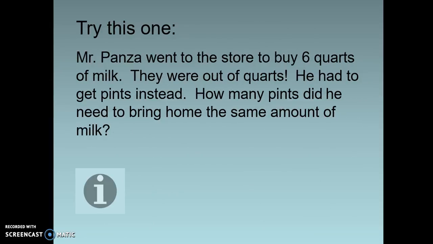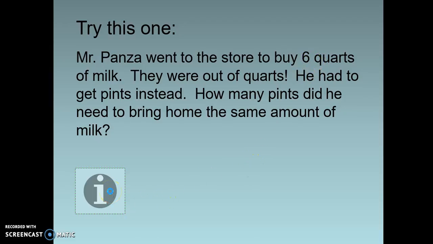Here's a little bit more of a difficult question, and I'm going to show you how you can use the big G to answer it. Mr. Panza went to the store to buy 6 quarts of milk. They were out of quarts at the store, so he had to get pints instead. How many pints did he need to buy in order to bring home the same exact amount of 6 quarts? So instead of quarts, I need to bring home pints.